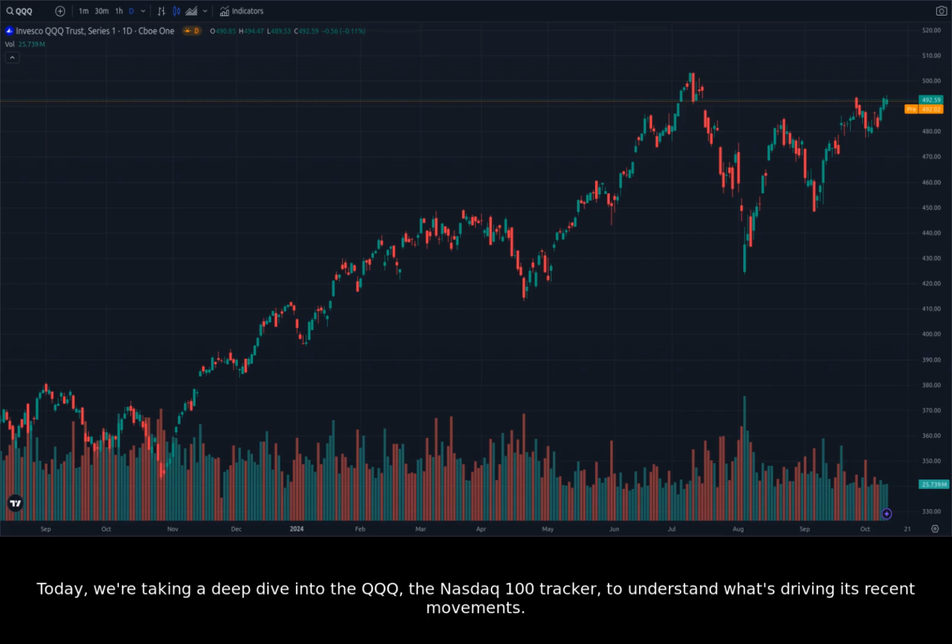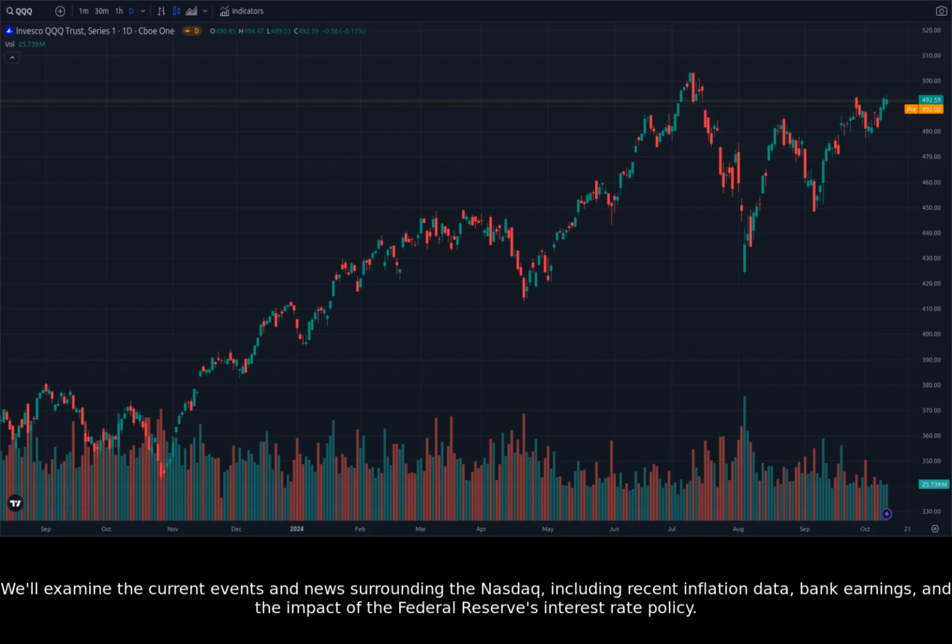Today, we're taking a deep dive into the QQQ, the Nasdaq 100 tracker, to understand what's driving its recent movements. We'll examine the current events and news surrounding the Nasdaq, including recent inflation data, bank earnings, and the impact of the Federal Reserve's interest rate policy.